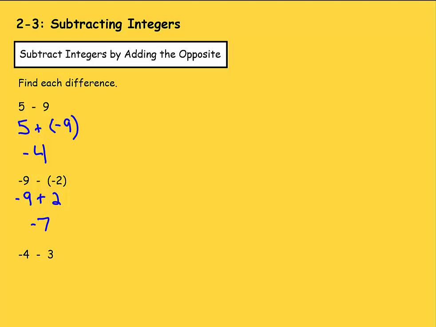Let's look at this one, negative 4 minus 3. So here we have negative 4, and we're going to be adding the opposite of positive 3, so negative 3. Now you'll notice our signs are the same. We have a negative and a negative. In that case, we find the sum of the two numbers. 4 plus 3 is 7. And then we keep the sign, which is negative.